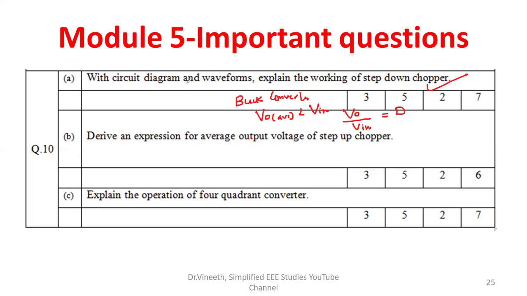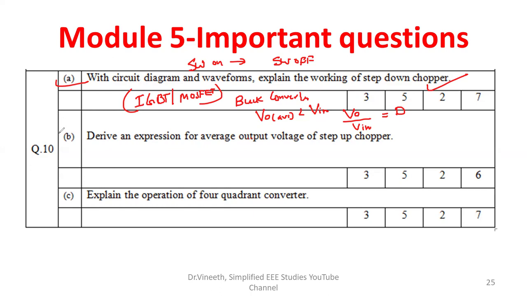You have to explain what is going to happen during turn on. When the switch is turned off, what is going to happen? You can use either IGBT or MOSFET, anything you can use. So you can explain when the switch is on, how the circuit conditions will be, observing on the diagram. When the switch is off, what is going to happen? Those things you can explain.